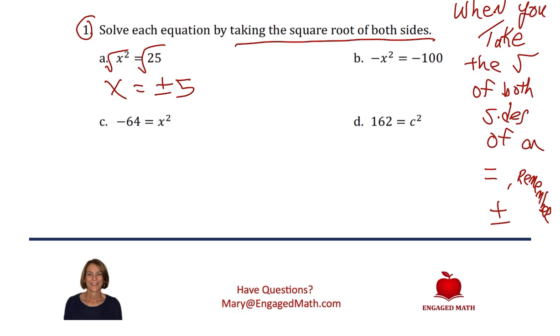5 is an answer that would work if you put it in for x and squared it, you'd get 25, and negative 5 would be an answer that would work if you put it in for x and squared it. Okay, let's do the next one. Before we solve b, we're going to divide both sides by negative 1. So we're going to get negative 1 under each of these. And when we do that, to divide by negative 1, we're going to get x squared equals a positive 100. Take the square root of both sides, so x is equal to plus or minus 10.